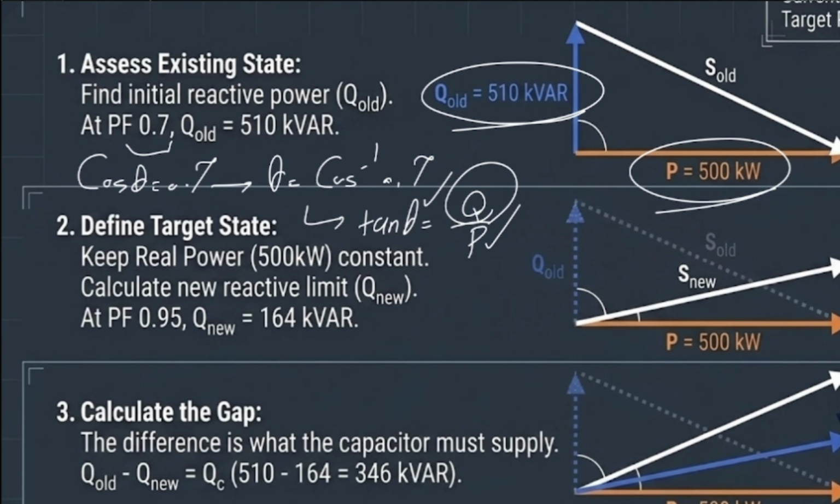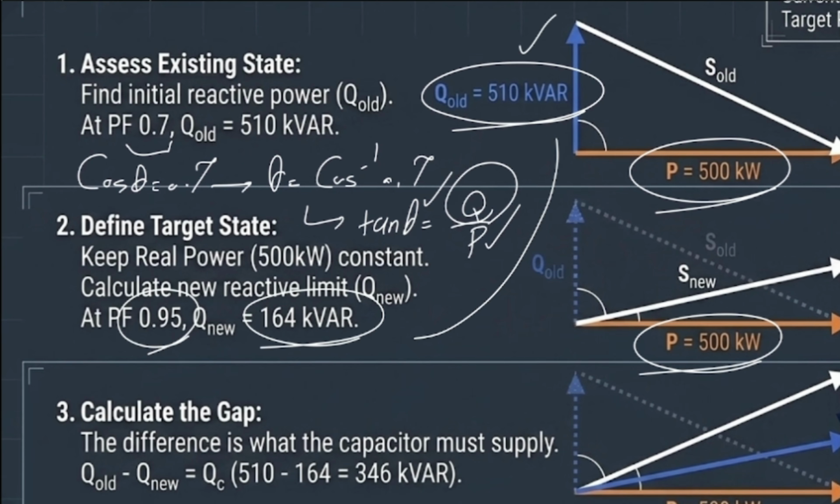Then I would like to reach the actual value that I like, which is going to be 0.95. Again, I have to do the math. I still need the 500 kilowatt, but at this new location, I need the new Q. The new Q is going to be 164 kilowatt. So you can see that 510 translated to 164. It means that between those values, something happens. Part of the Q just got canceled.